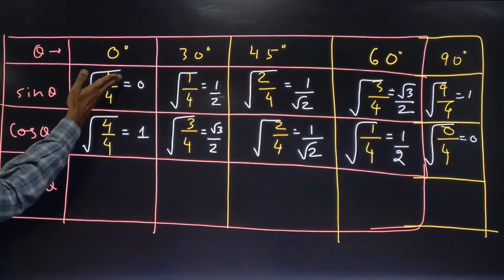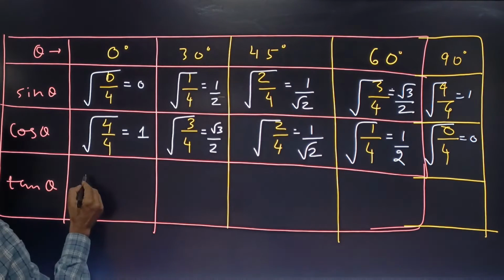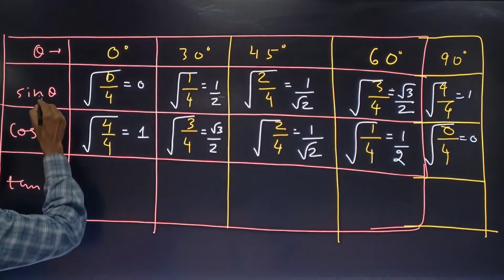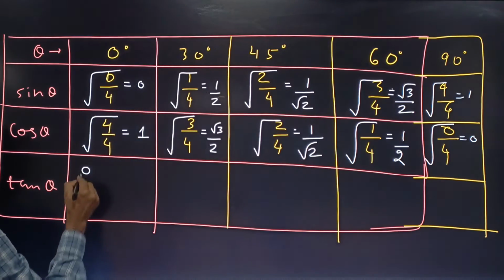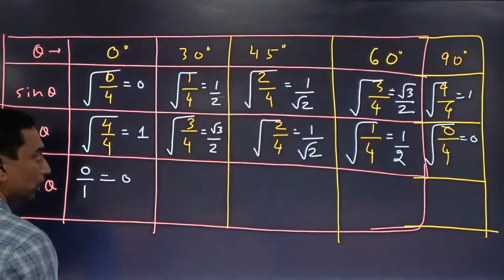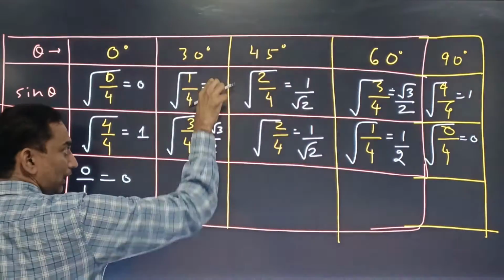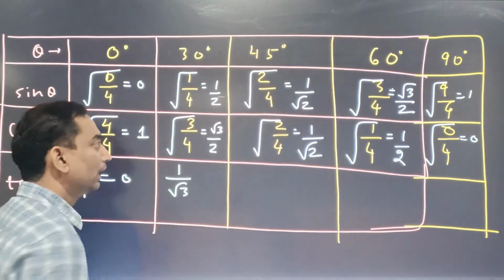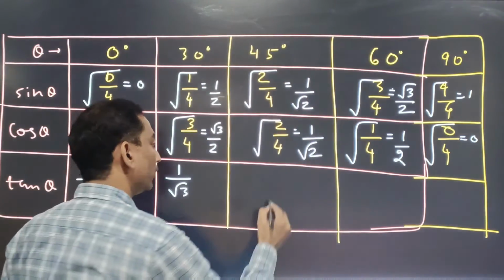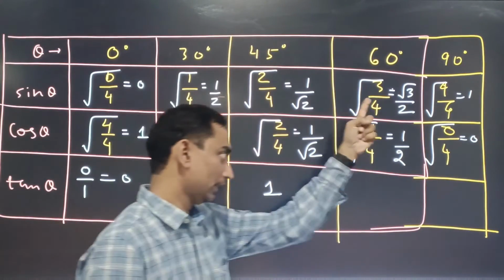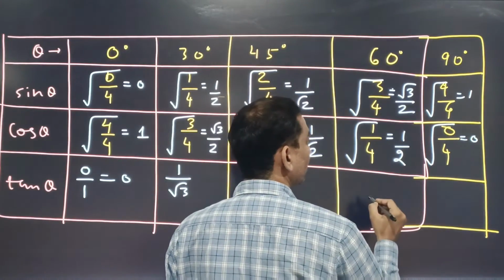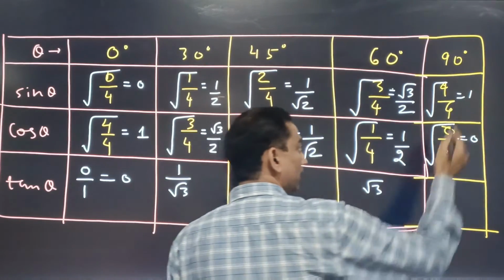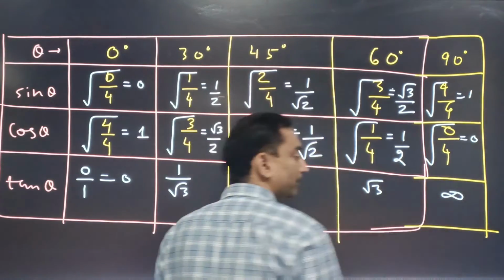Now, as I said, if you divide these two numbers, tan theta is sine theta upon cos theta. If I want to find out tan 0, I'll have to find sine 0 divided by cos 0. So 0 divided by 1 is going to be 0. Then this divided by this, 2 will get cancelled, giving 1 by root 3. This divided by this, I am going to get my answer as 1. This divided by this, I am going to get only root 3, because the 2 is going to get cancelled. Here 1 divided by 0 is infinite, right?